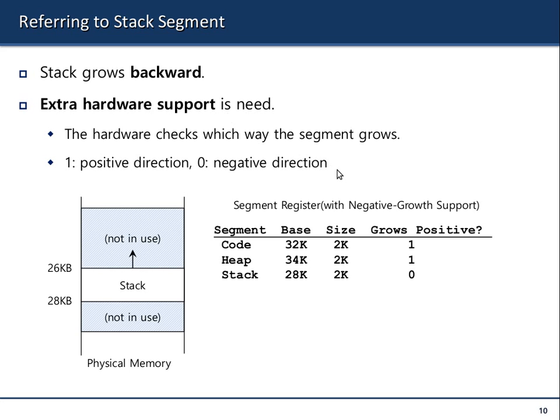computation. So, originally, these are the only information needed to support segmentation. Now, since we have the stack which behaves differently, we need to add another hardware support to determine the direction of growth of the segment. Okay? So 1 means it grows upward, while 0 means it grows downward. Okay? So you just add that as the hardware designer.